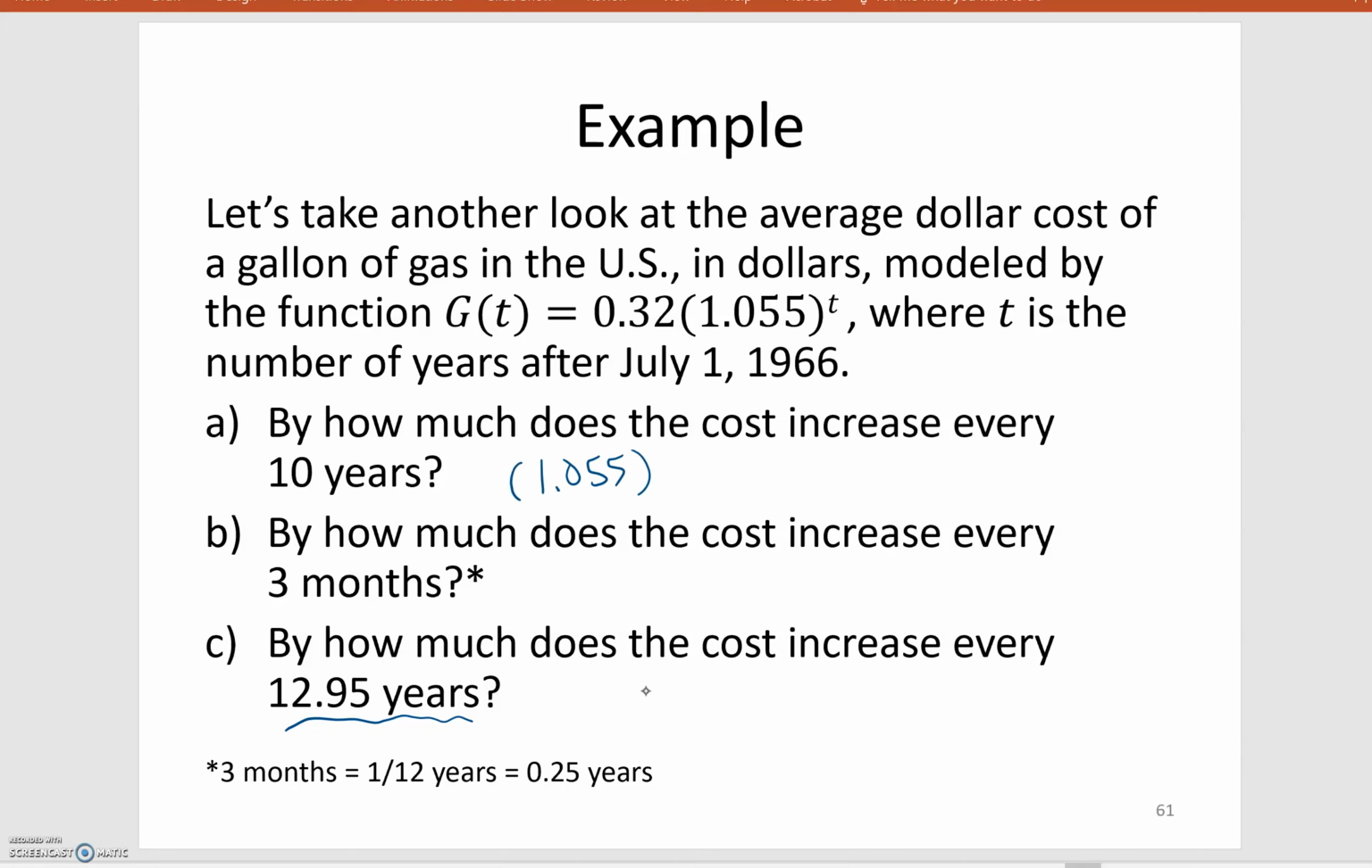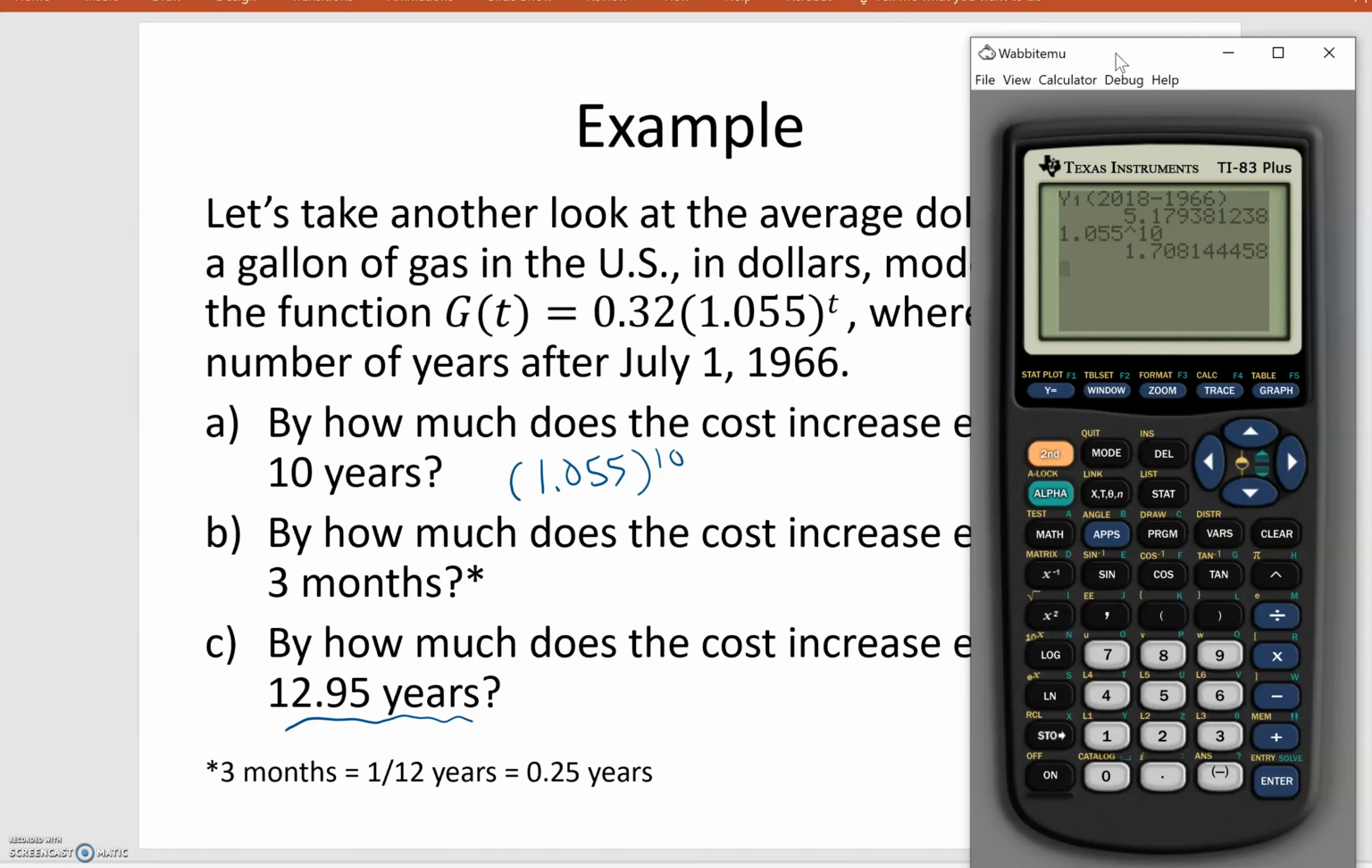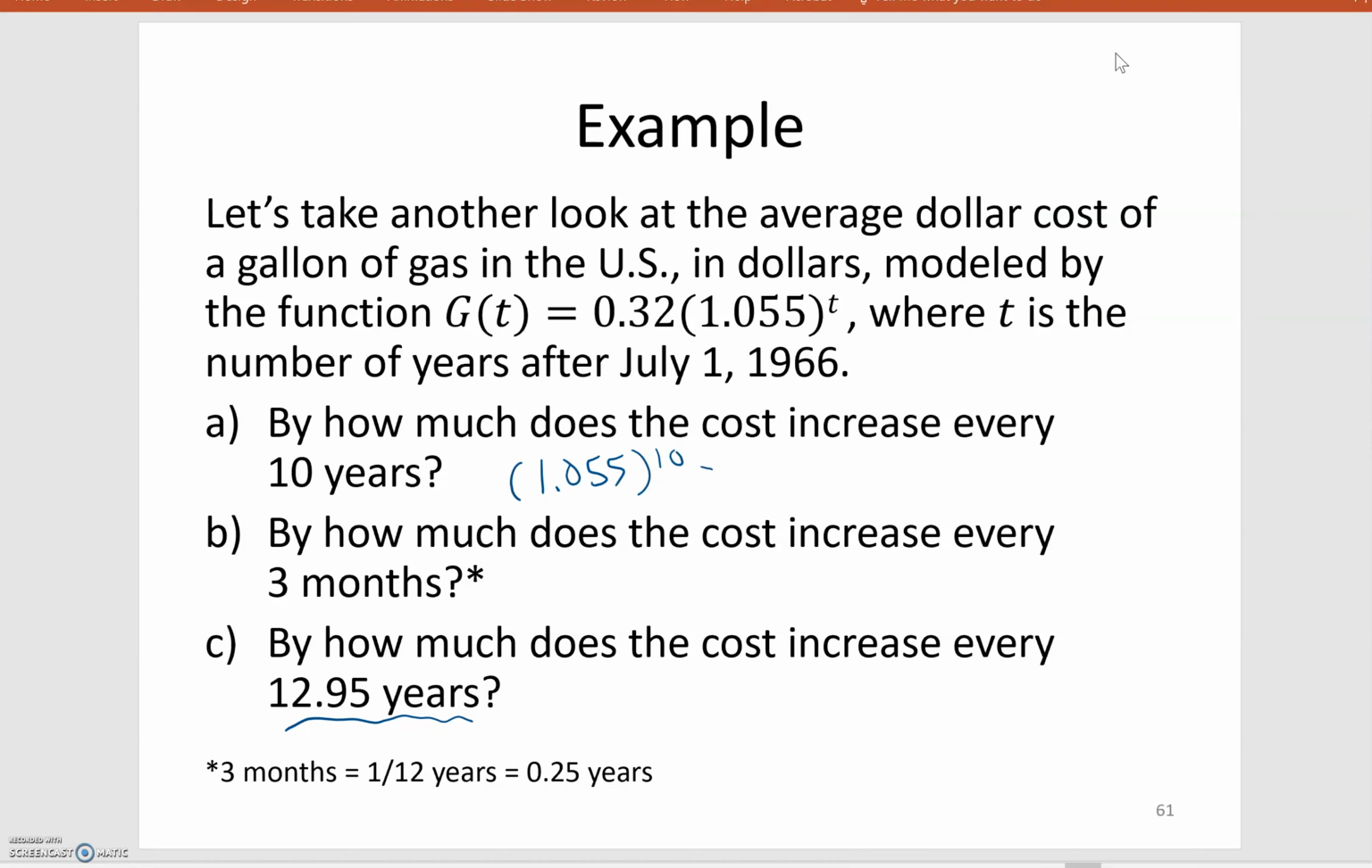what am I going to do? Well, I just raise the factor to the 10th power. So I notice I don't even work with the initial value. That doesn't matter. All I care about is what is this raised to the 10th power. Okay, and then that is my 10-year growth factor, 1.708.